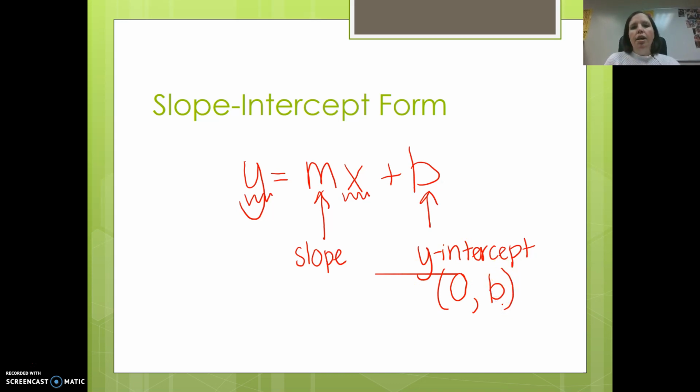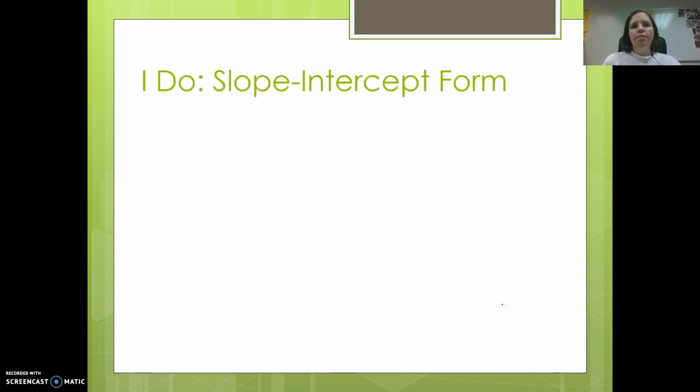Much more straightforward than point-slope form, but possibly you need to have more specific information. The y-intercept is not just any old point. In point-slope form, you can use any old point. But in slope-intercept form, you have to use the y-intercept as far as writing your equation.